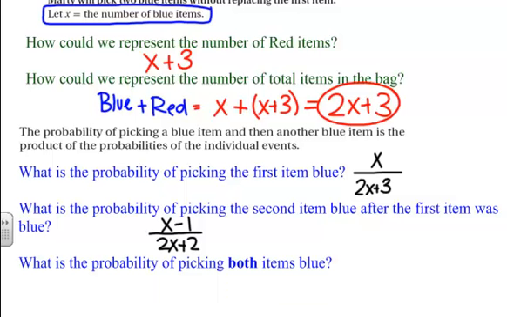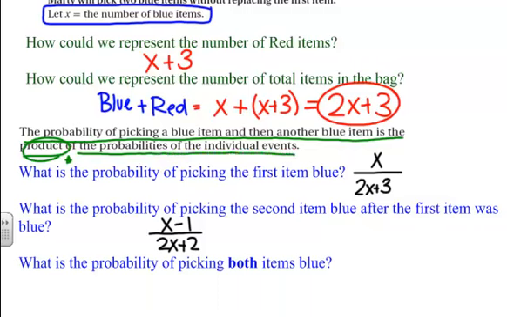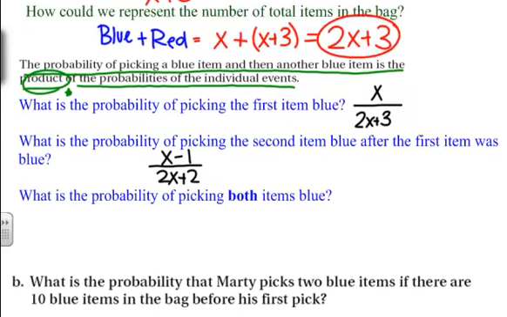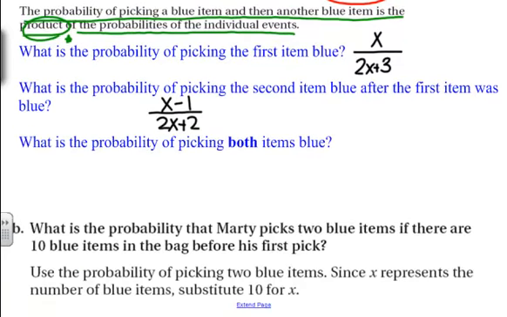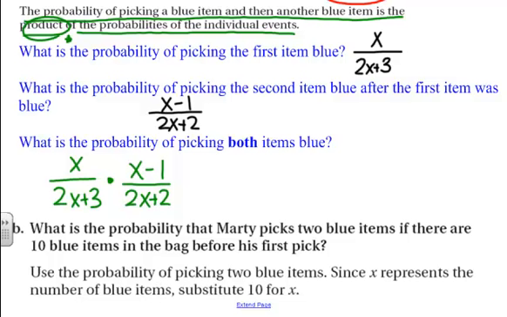So then what's the probability of picking both items blue? If we go back up, it says that the probability of picking a blue item and then another blue item is the product, or multiplication, of the probabilities of the individual events. So we have the individual events. x over 2x plus 3 is the first one, times x minus 1, divided by 2x plus 2. So we can multiply these things together.